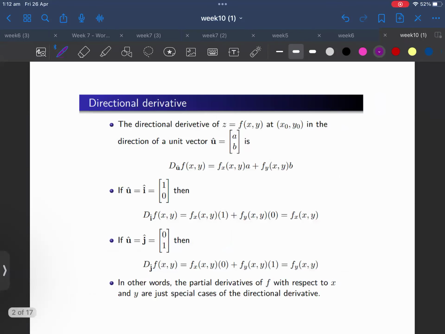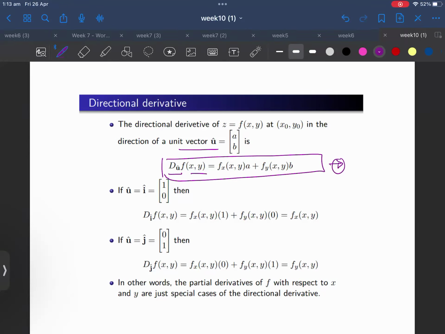Before starting solving the problems, we need some theoretical discussion on directional derivatives. In directional derivatives, we can use D_u hat, where this is a unit vector u, and the directional derivative of a function is D_u hat f of x, y equals f_x(x, y) a plus f_y(x, y) b. So we need this formula to solve the problems.